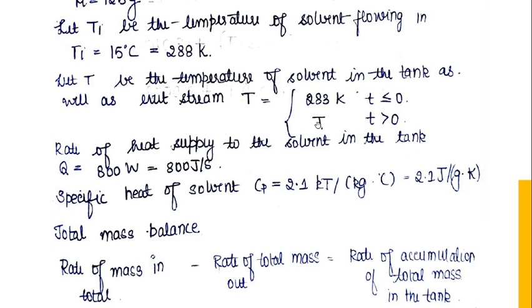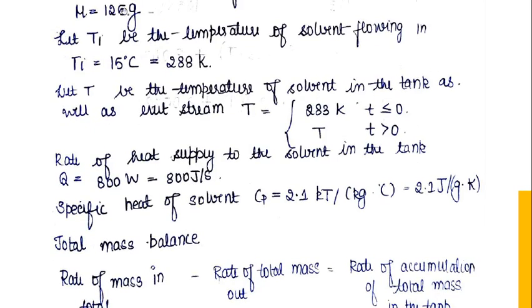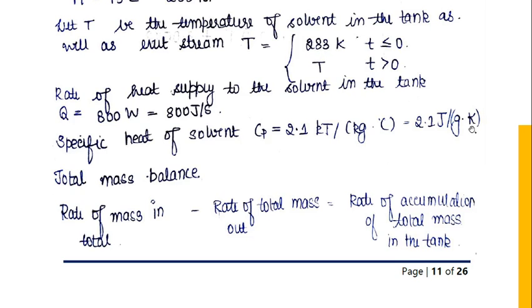And the same temperature will be the temperature of the exit liquid. With respect to time, that also changes. The heat supplied, let me take it as Q, 800 watt, that is joule per second. Specific heat, since the quantity is in gram, let me write it in gram per Kelvin itself. So it is joule per gram per Kelvin, 2.1, right?